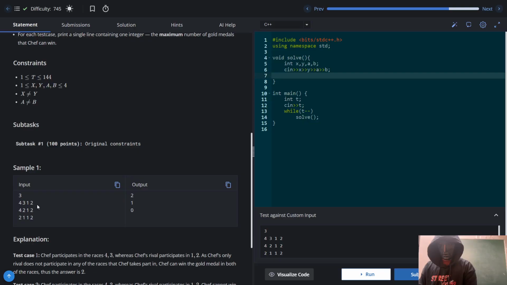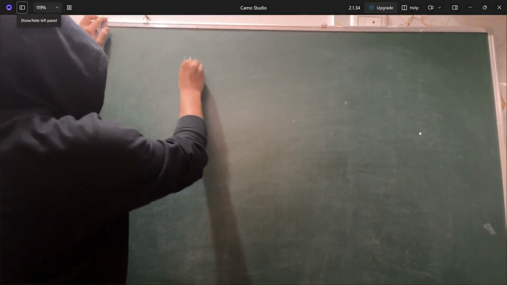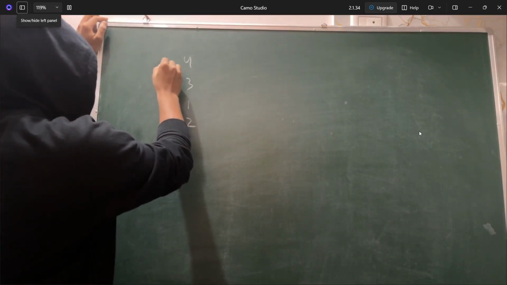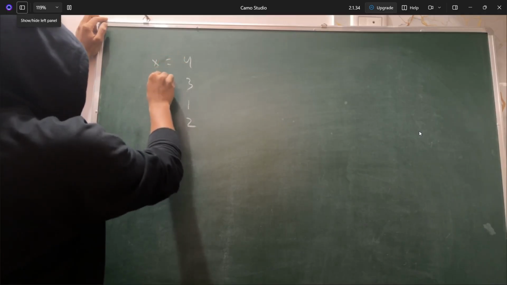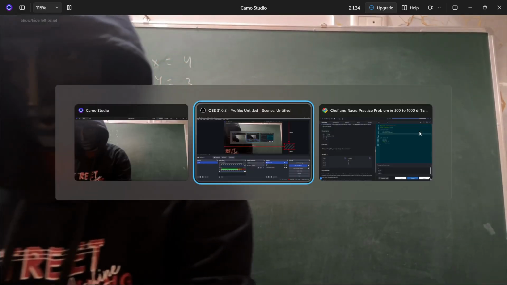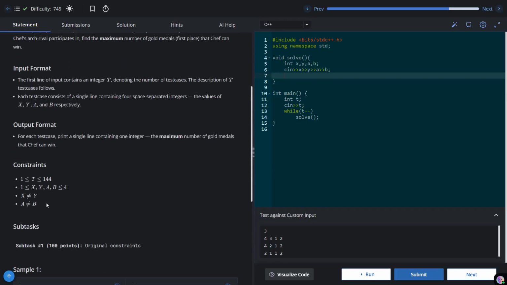Let's try to see some of the examples. In the first example we have 4, 3, 1 and 2. This is x, this is y, this is a, this is b. Let me check once again. Yeah, and in the constraints it is given that x and y are not equal, and a and b are not equal, because he'll be participating in different categories.